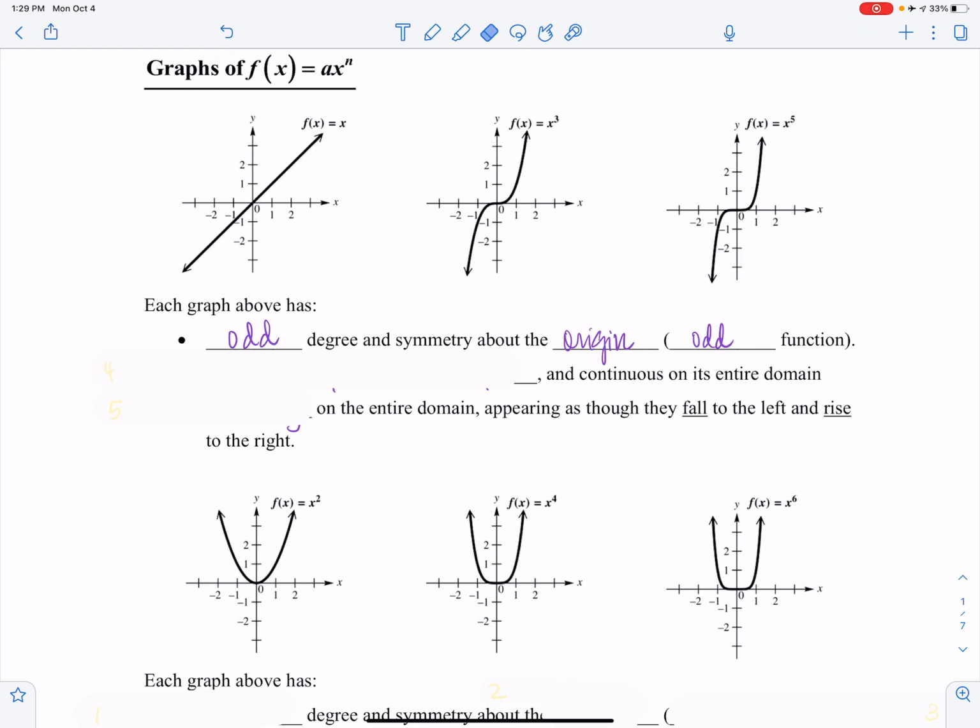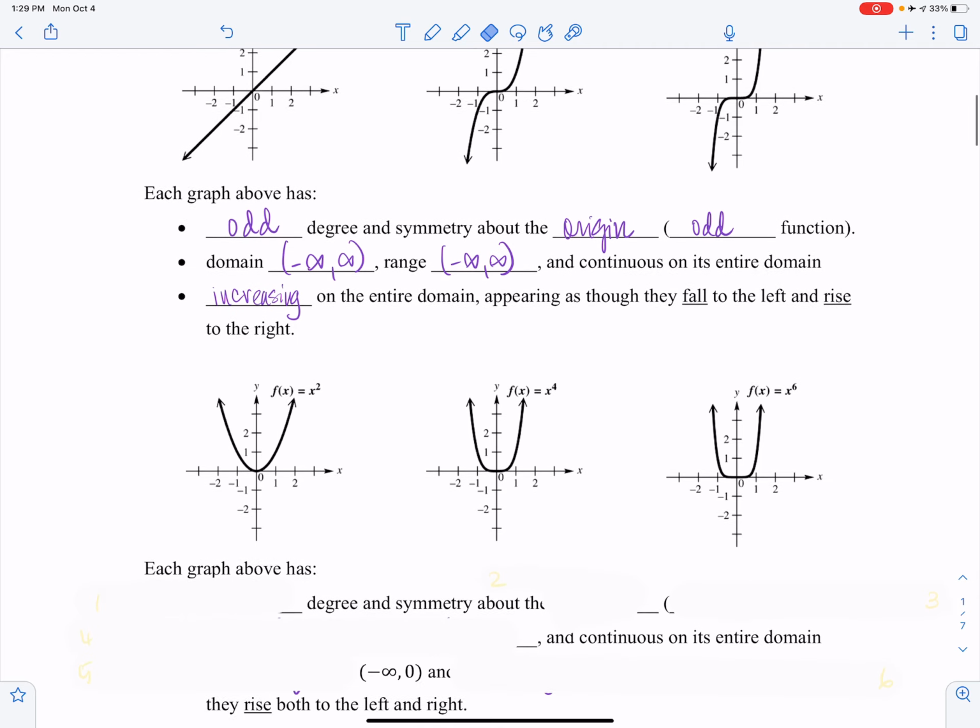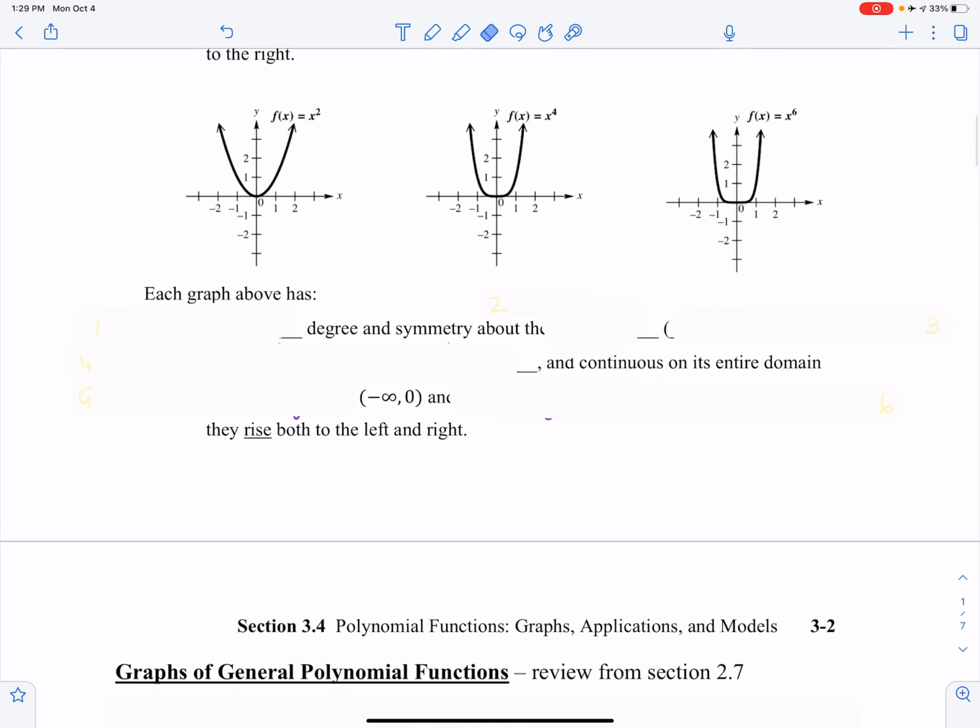When we take a look at the domain and range, it is all real numbers for all three of those graphs. And also notice that each of those graphs is increasing from left to right. And one way that I like the way that the author notes this is that it looks like they fall to the left and rise to the right. Now look at the next three graphs.